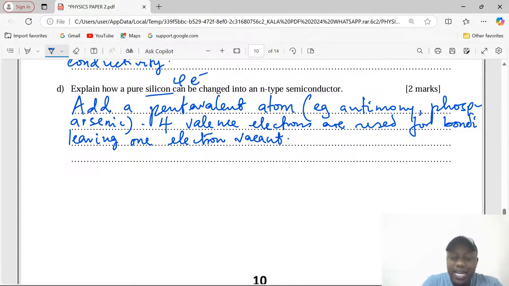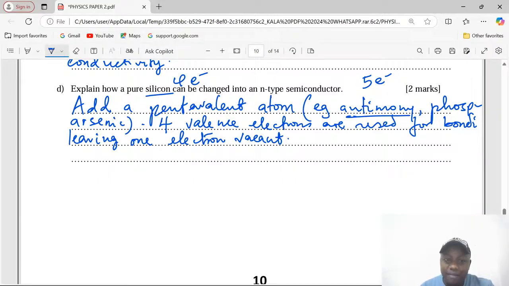But now, the pentavalent atom that we are adding here, actually, the process of adding substances into a pure semiconductor to boost the conductivity is called doping. And now, depending on the doper, we get either N-type or P-type. Now we want to see how N-type is obtained. To obtain N-type, we are adding a pentavalent atom. The antimony or the phosphorus or the arsenic will come with 5 valence electrons.